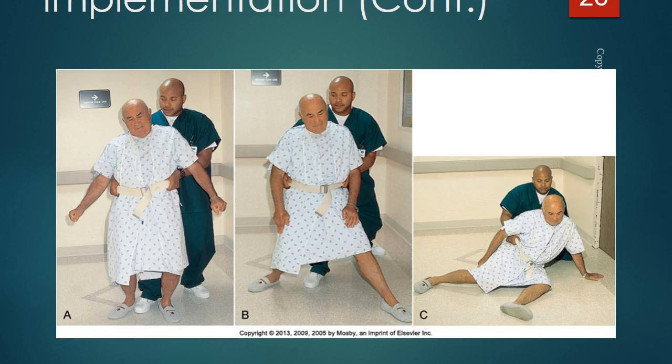When the patient attempts to ambulate again, proceed more slowly, monitoring for reports of dizziness, and take the patient's blood pressure before, during, and after ambulation.